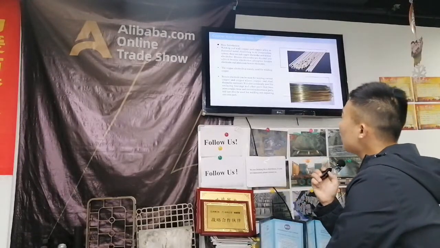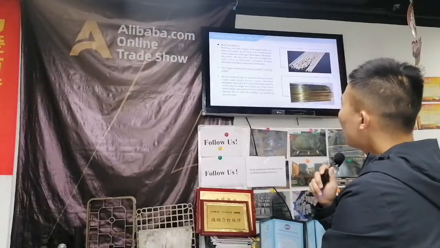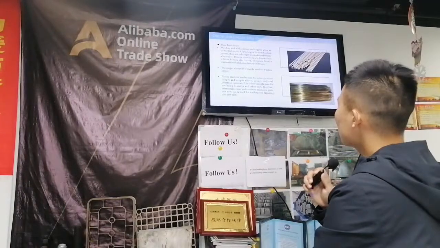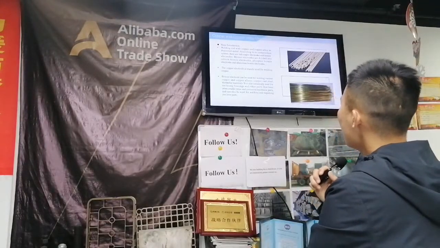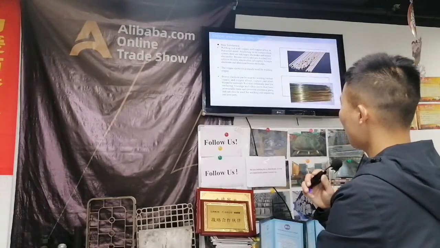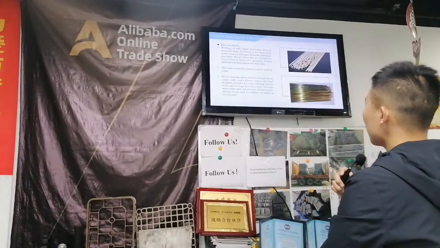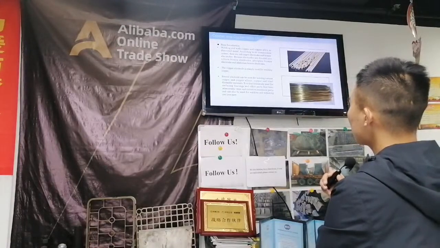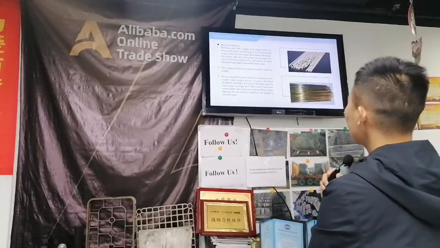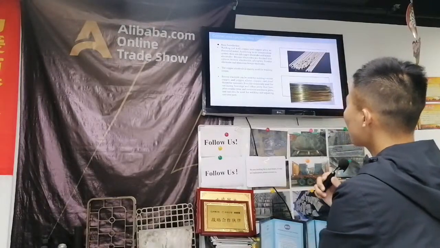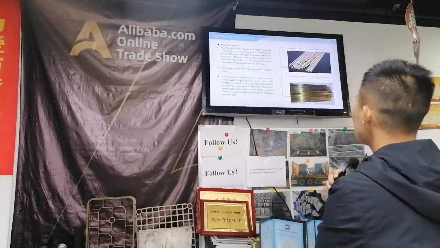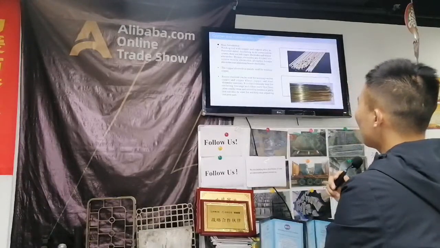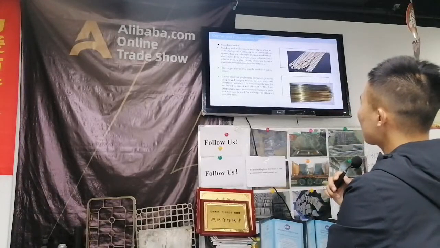This is the basic introduction. Welding rod with copper and copper alloy as deposited metal. According to the composition system, there are red copper electrodes and bronze electrodes. Bronze electrodes are divided into silicon bronze electrodes, phosphor bronze electrodes, and aluminum bronze electrodes.